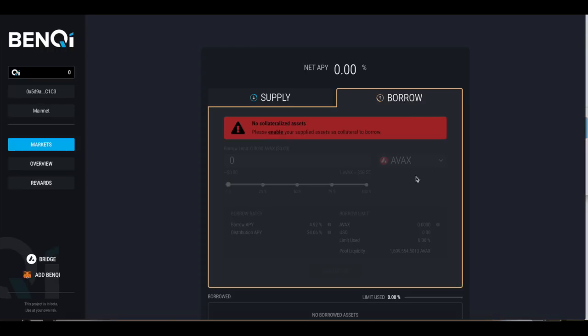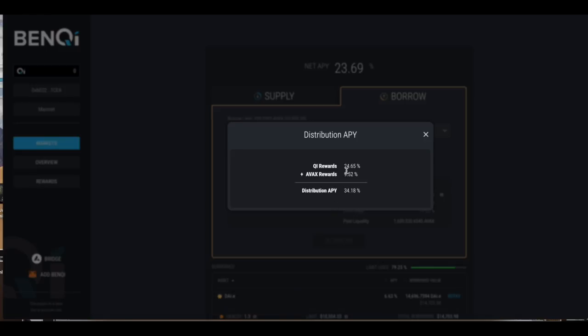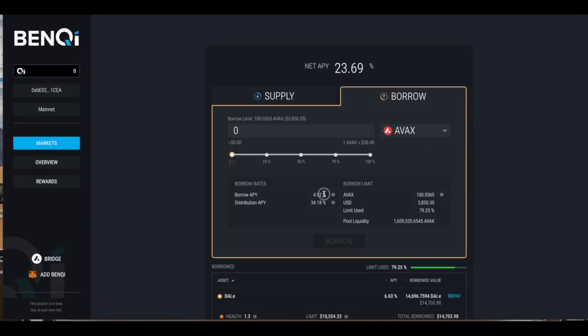Now let's go to the borrow section. This is where they're actually going to be paying you to borrow. I'm going to go on an account that I already opened. As you can see here, this is where you can actually borrow and get paid. Right now, if you're borrowing Avalanche, you're going to have to pay 4.92%, but the distribution APY is going to be 34%. The Qi rewards are 24% and the Avax rewards are just about 10%. That's how they come up with the 34%. Then you have to subtract the 4%, because that's what you're paying.